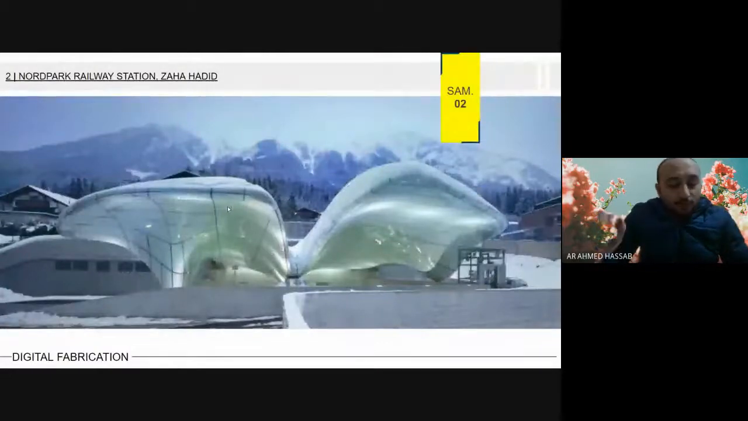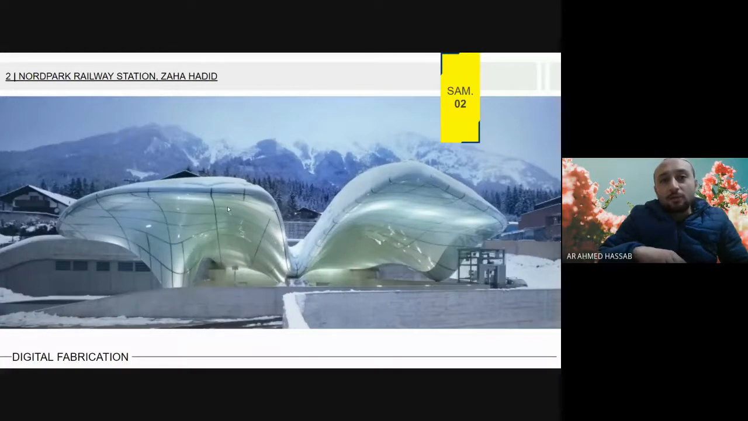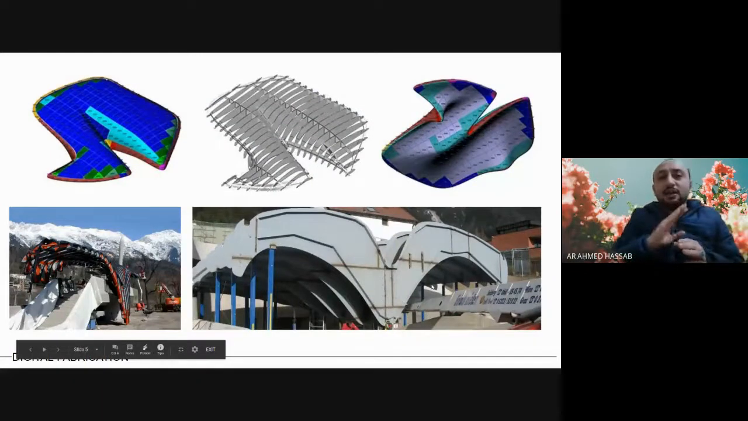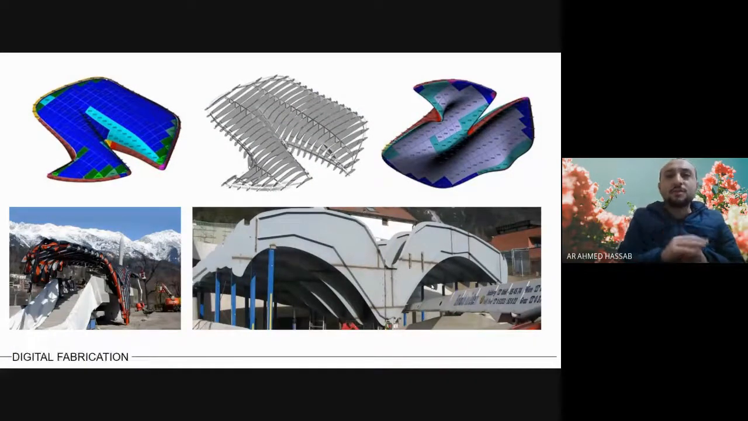And let's move to another project. It's in Nordbark, the Nordbark railway station, again by Zaha Hadid. If we look at it, it is optimized for the topography, for the isocurves, and then these isocurves are used for cutting the surfaces, taking the panels and generating the structures. So they had these kinds of structures, frames, contours.